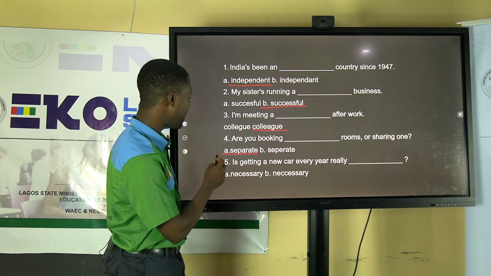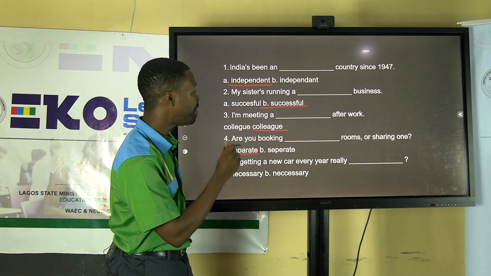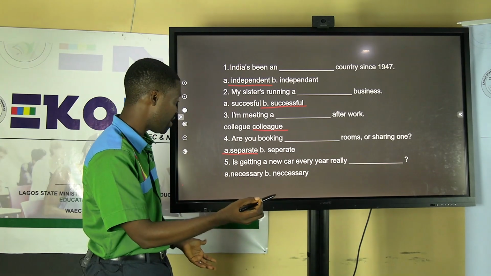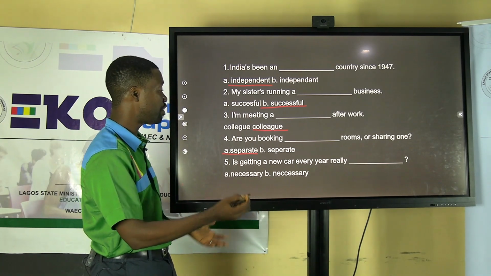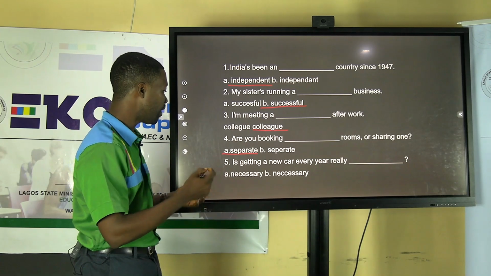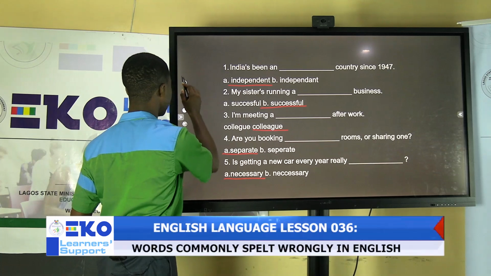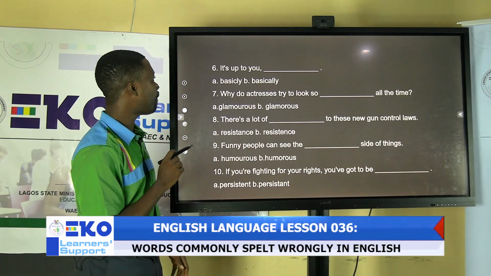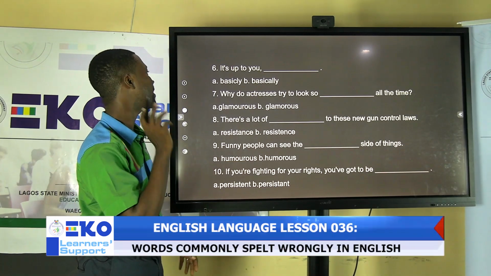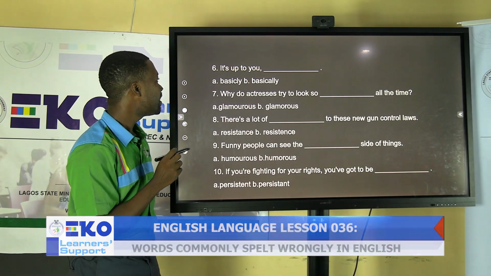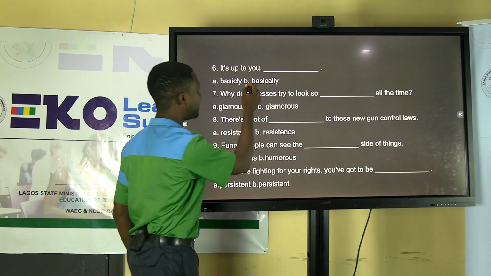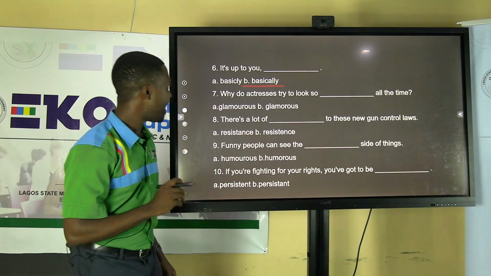The next one: is getting a new car every year really necessary? How do you spell necessary? Will it be 2 C and 2 S or 1 C and 1 S? It is 1 C and 1 S. Number 6: it is up to you, basically. How do you spell basically? Is it with CLY? Yes, it is with LLY.